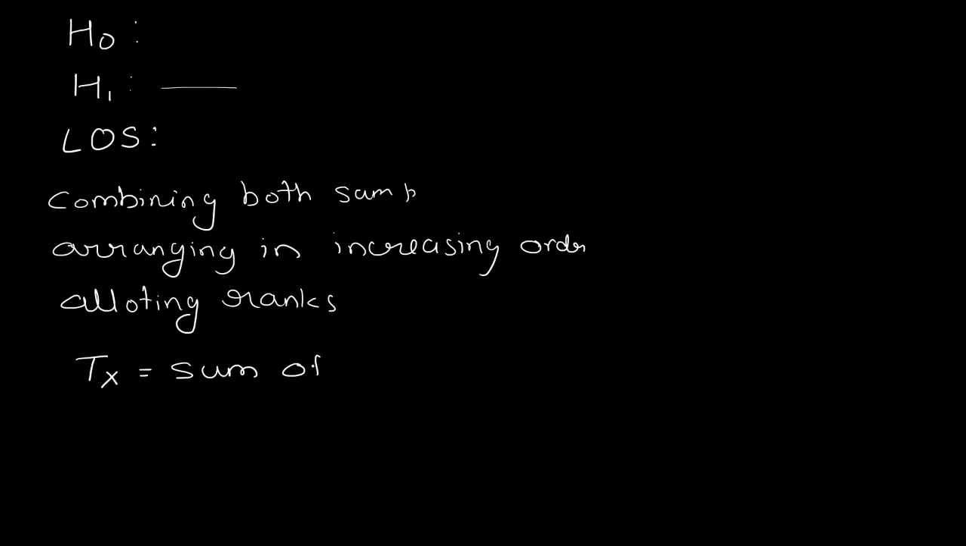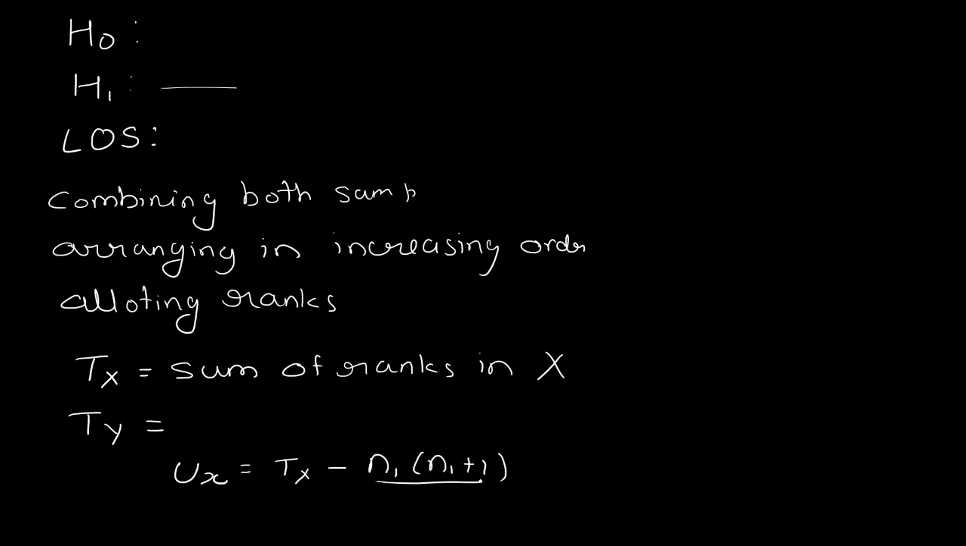Tx is the sum of ranks in x. So you are considering only those ranks which are given to the values in x. Similarly, you will calculate Ty, that is the sum of the ranks in y. Now, once Tx and Ty have been calculated, you will calculate Ux, which is Tx minus n1 into n1 plus 1 upon 2. And similarly Uy is Ty minus n2 into n2 plus 1 upon 2.